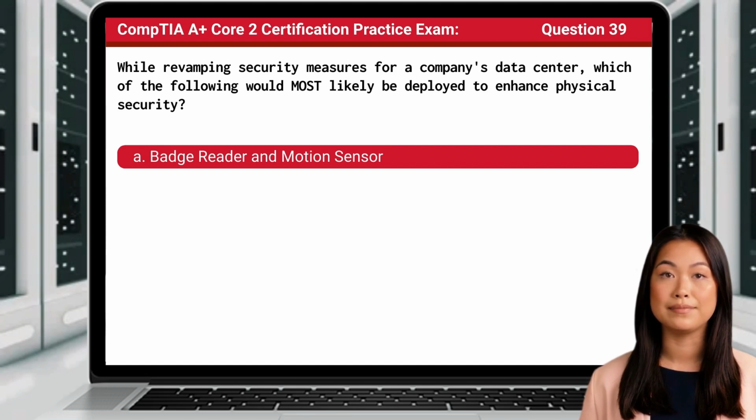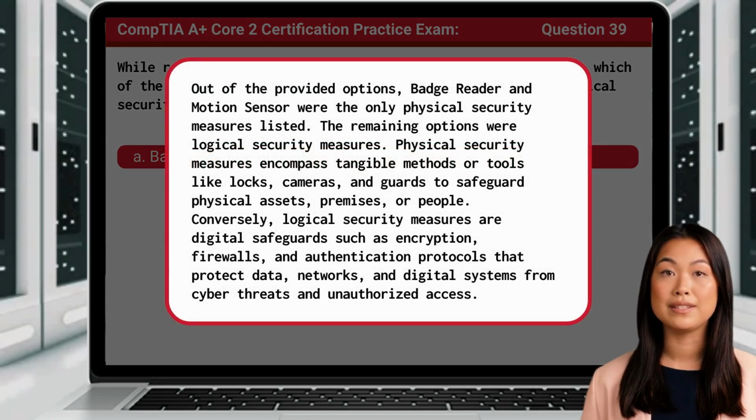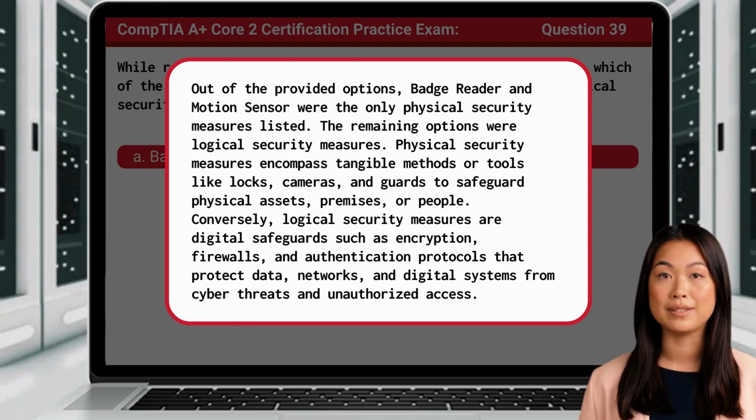The answer is A. Badge reader and motion sensor. Out of the provided options, badge reader and motion sensor were the only physical security measures listed. The remaining options were logical security measures. Physical security measures encompass tangible methods or tools like locks, cameras, and guards to safeguard physical assets, premises, or people. Conversely, logical security measures are digital safeguards such as encryption, firewalls, and authentication protocols that protect data, networks, and digital systems from cyber threats and unauthorized access.